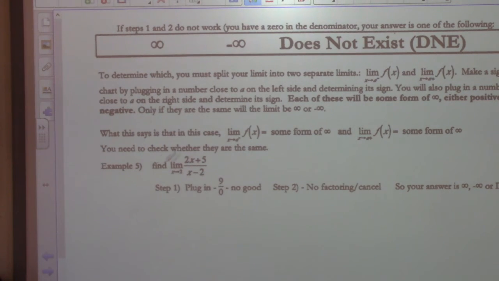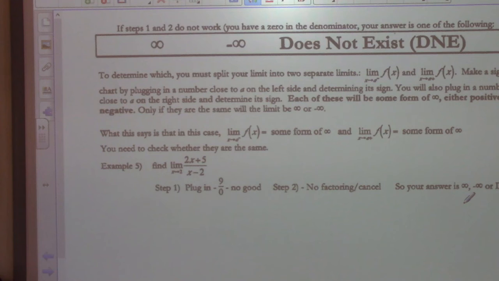They say, here's example 5, the limit as x approaches 2 of 2x plus 5 over x minus 2. If you plug in, you get 9 over 0. Well, 9 over 0, you really can't factor, you've actually solved it. So your answer in this case is, does not exist.